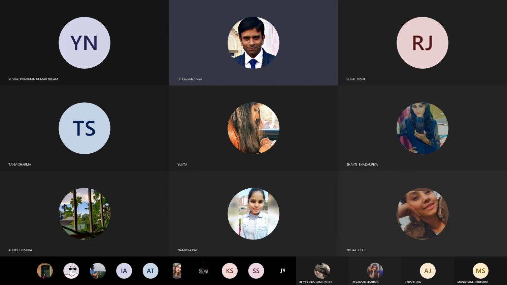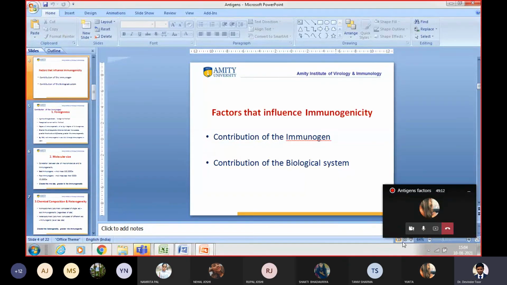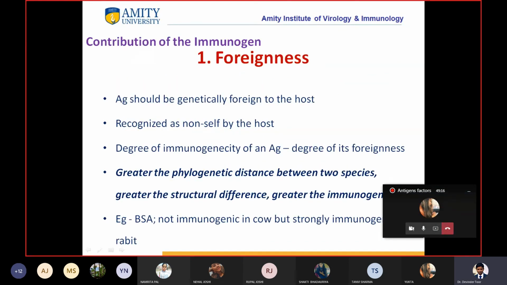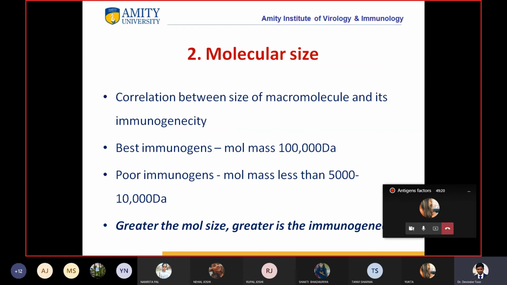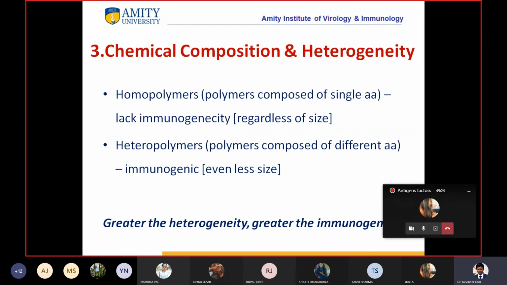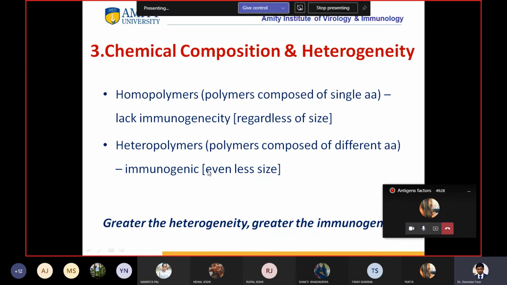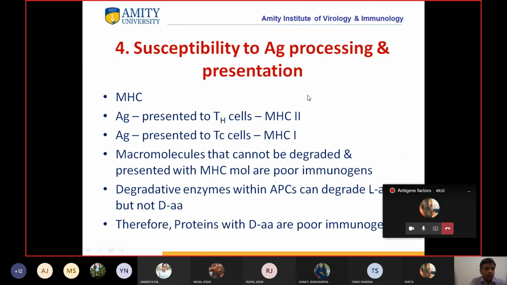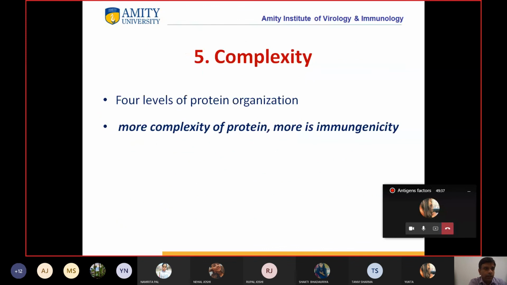Okay, students. So, with these 5 points, we have discussed the contribution of the immunogen. The factors that influence immunogenicity: there were two factors, right? One is the immunogen, another one is the host. So let's also try to understand the role of the host. We have already seen the contribution of the immunogen. We talked about foreignness, molecular size, chemical composition and heterogeneity. After this, we talked about susceptibility to antigen processing and presentation, and then the complexity of the antigen.